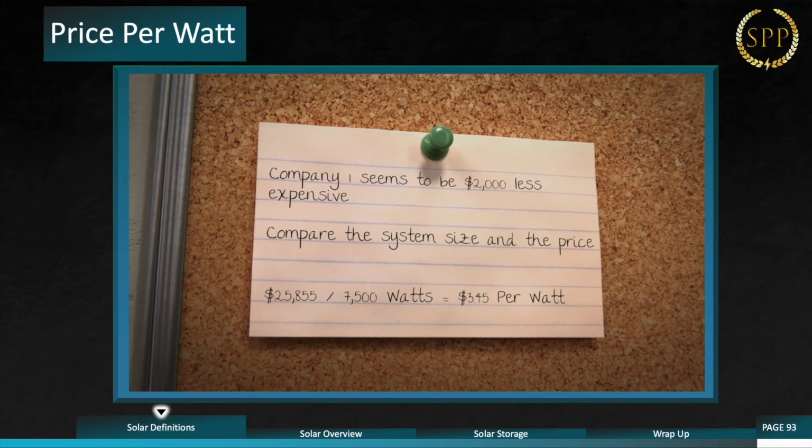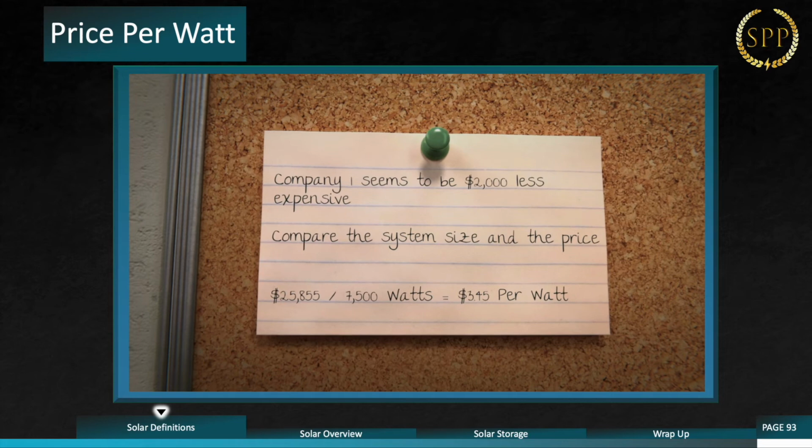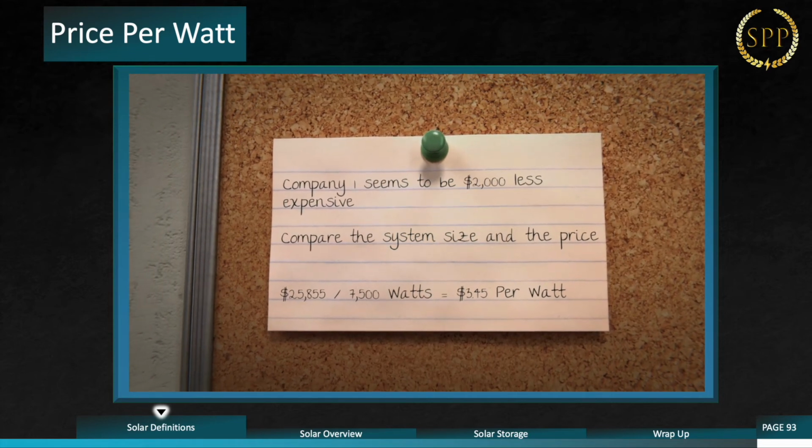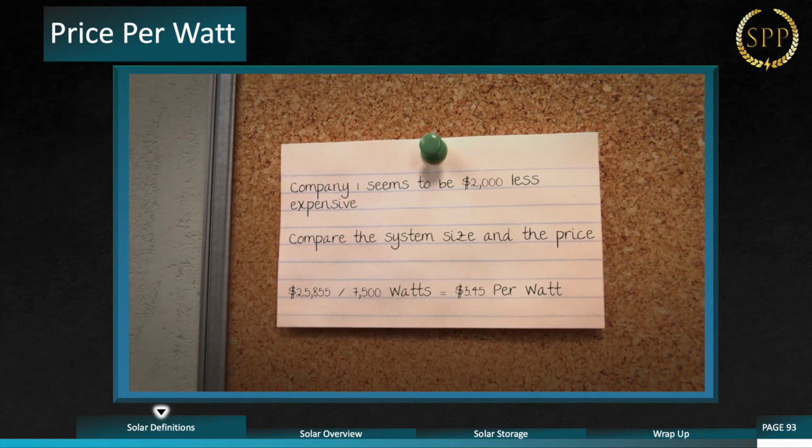So now let's figure out some price per watt. Company one's seems to be about $2,000 less expensive on this one. So compare the system size and the price. Let's say they're $25,855 and they're at a 7,500 watt system, or 7.5 kilowatt system. This means that they're going to be at $3.45 per watt.